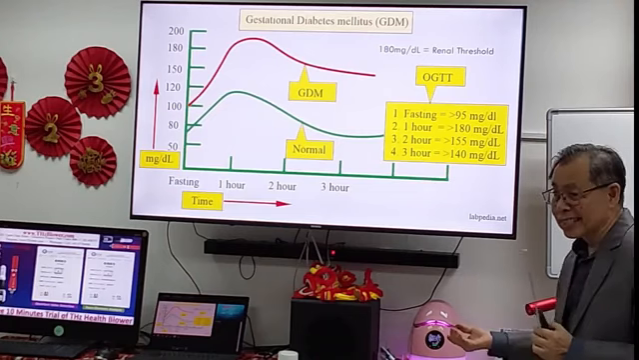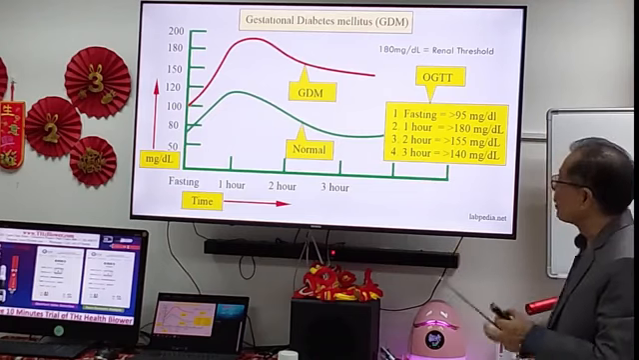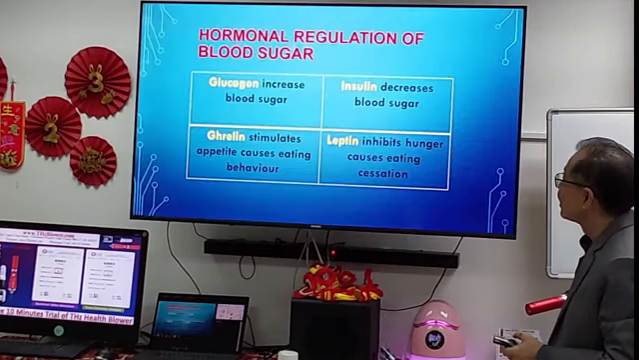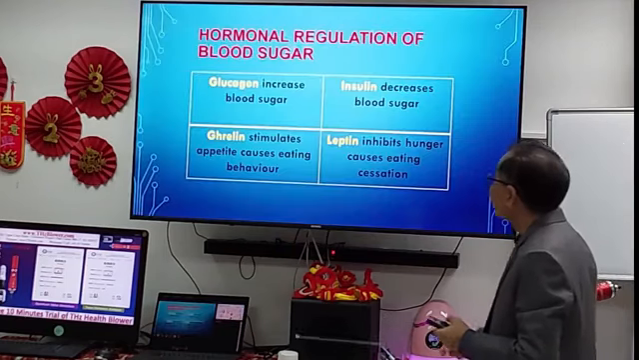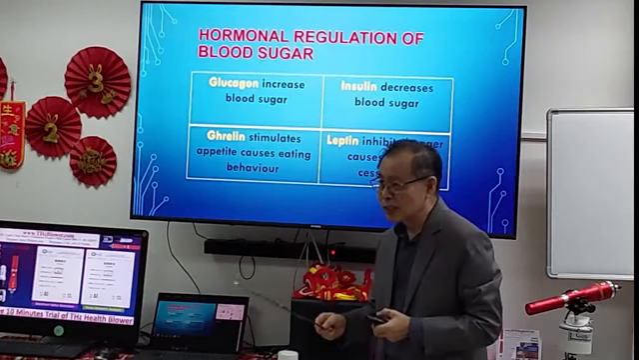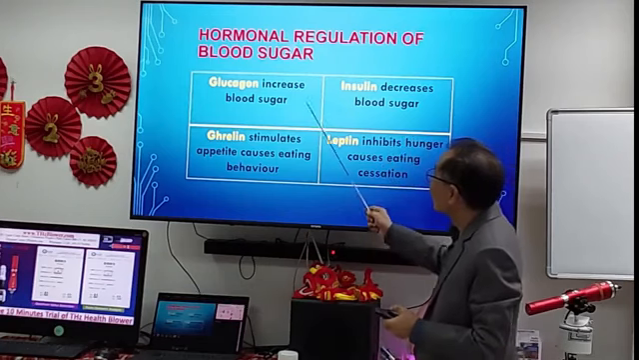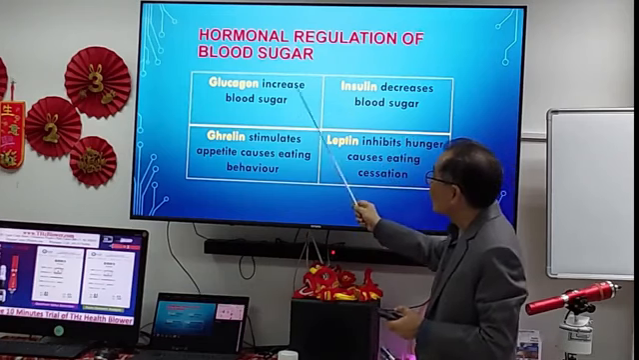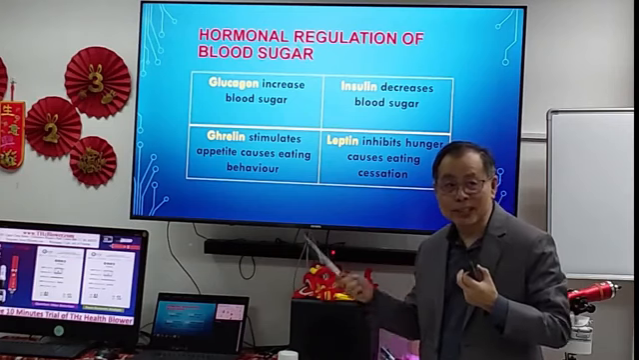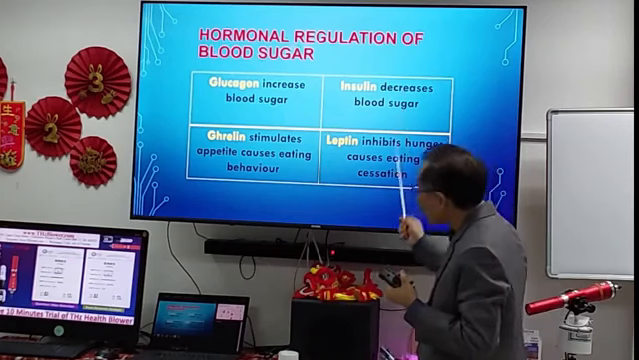If you fast, your blood sugar also goes up. Why? This is the reason why. You see, blood sugar is controlled by a few things. There is a hormone called glucagon. It increases blood sugar. Insulin decreases blood sugar.